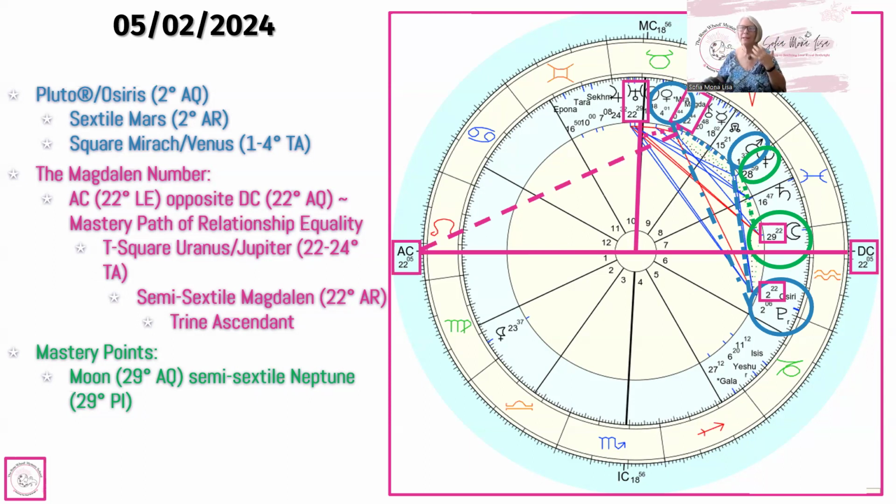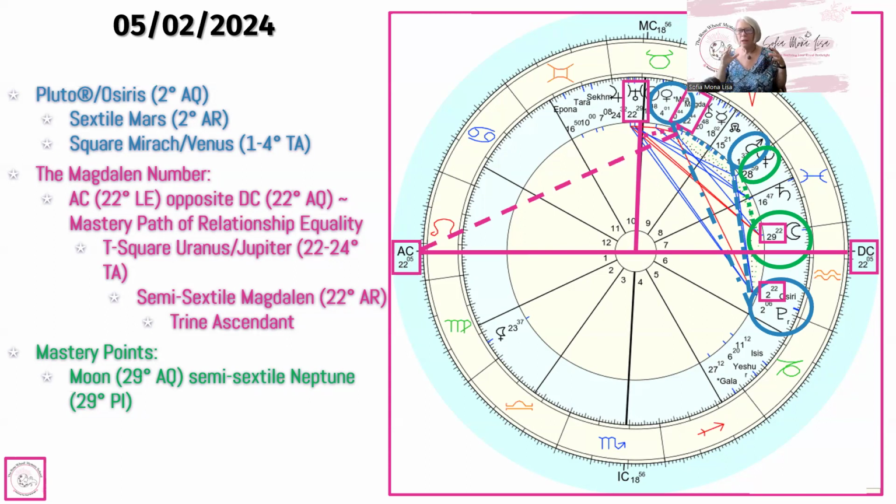So the Magdalene, your inner Sophia consciousness, is working with the liberating frequencies of Uranus to help you step into this higher vibrational point of freedom, okay? And you've got all of these Magdalene numbers, 22, 22, 22, 22 involved, okay?